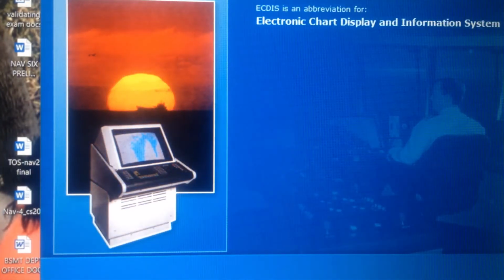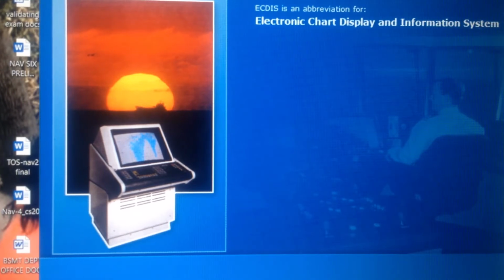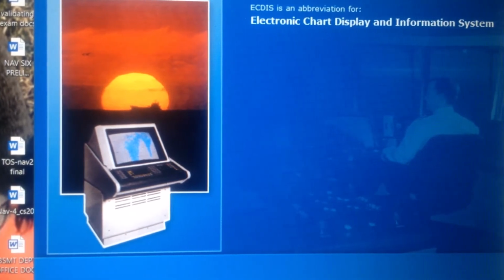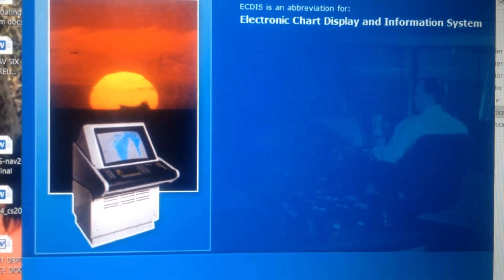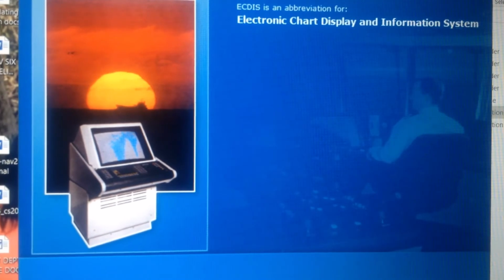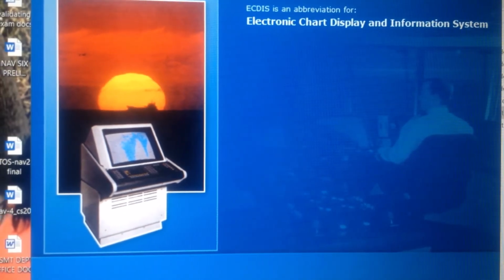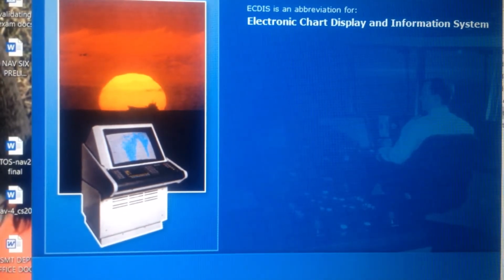ECDIS is an abbreviation for Electronic Chart Display and Information System. That is, a computerized system with the ability to display all information provided on a paper chart, together with information provided from many other sources, such as GPS, ARPA, radar, etc.